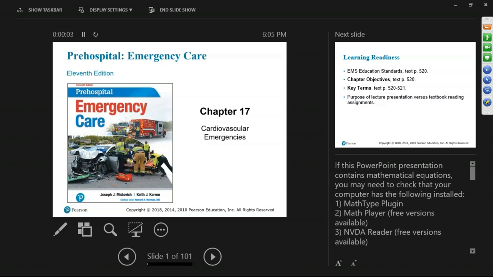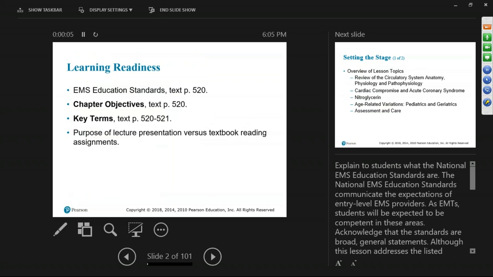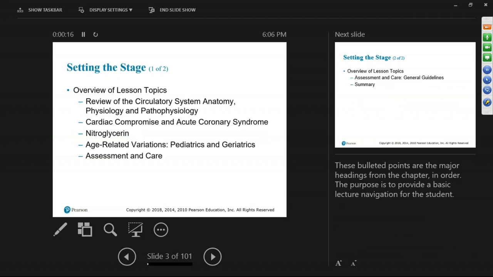Okay. So chapter 17, cardiovascular emergencies. These are your objectives and standards, where you can find the key terms for this presentation. Hopefully you've read it before we actually dive into it. So we're going to look at the cardiovascular system again and the pathophysiology associated with it. We'll run through that once more.